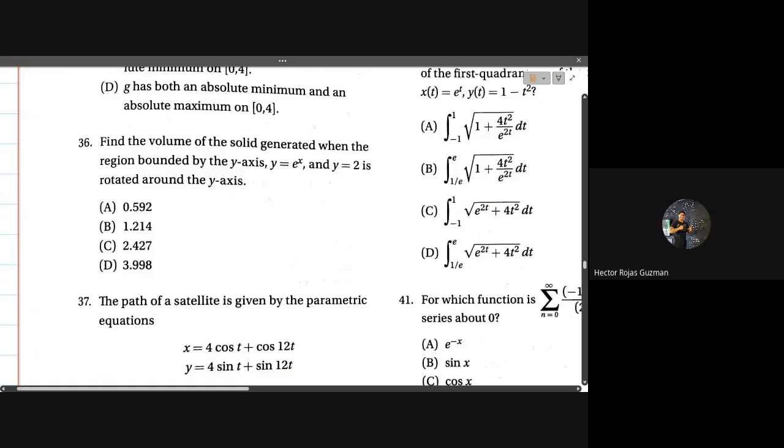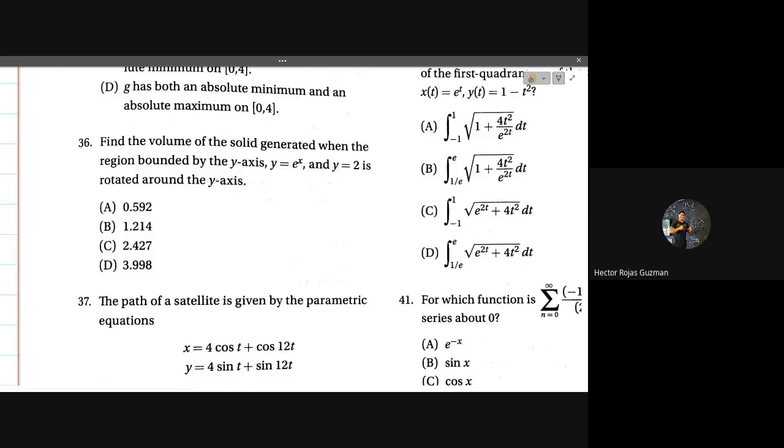Find the volume of the solid generated when the region bounded by the y-axis, y equals e to the x, y equals 2, is rotated about the y-axis. Here's my sketch. e to the x. Well, we're bounding it by the y-axis, so can I just draw this? That's e to the x by the line y equals 2. Here it is. And you want to revolve that with respect to the y-axis.